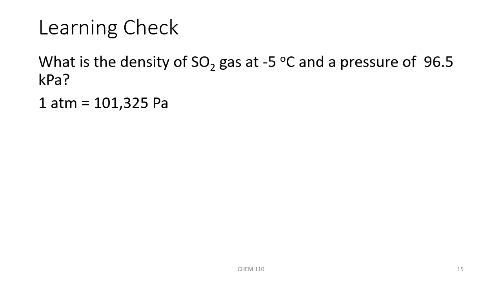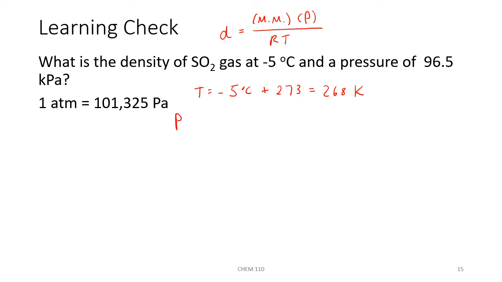What is the density of sulfur dioxide gas at -5 degrees Celsius and a pressure of 96.5 kilopascals? The formula we just derived is that the density can be calculated by taking the molar mass of a gas times the pressure divided by R times T. Our temperature is given to us in the problem, -5 degrees Celsius plus 273 in order to convert to Kelvin. That'll give us 268 Kelvin.